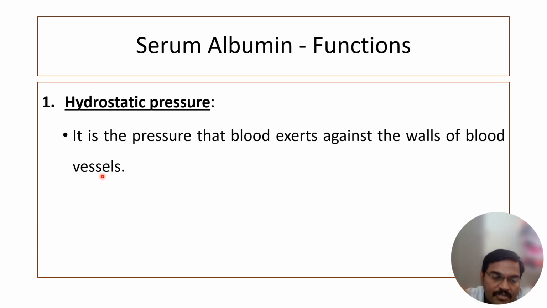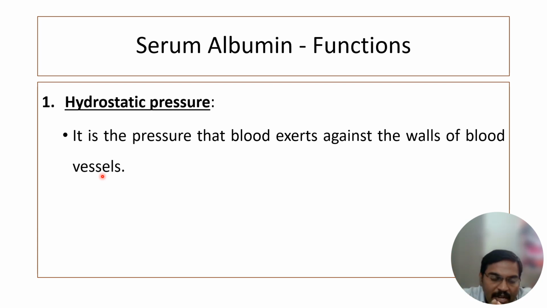Okay, so walls of the blood vessel. That is going to help in mobilizing water from the blood into the peripheral tissue. So remember, in a particular blood vessel, if you have a high hydrostatic pressure, it will mobilize the water from the blood into the peripheral tissue. And in a particular blood vessel, if you have a high oncotic pressure, it will mobilize the water from the tissue into the blood vessel.